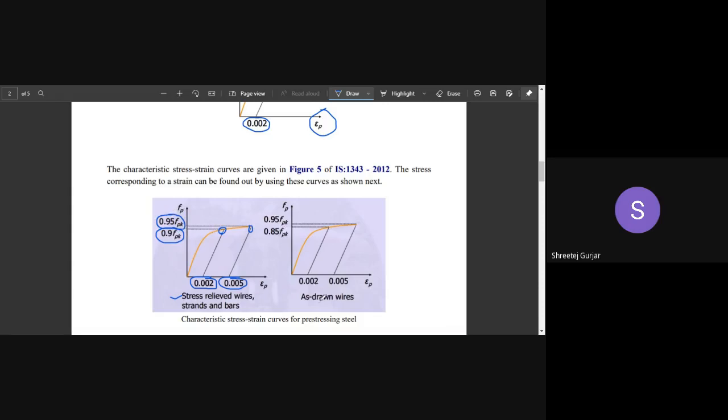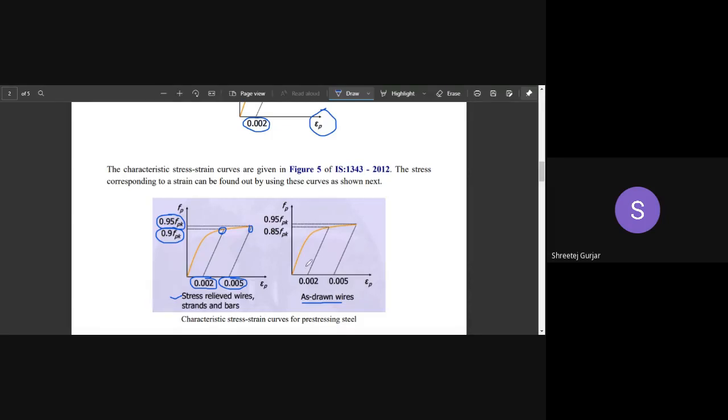And similarly, coming to as drawn wires, this graph is for as drawn wires. What do you mean by as drawn wires? It is untreated wires, right? No treatment is given to your wires. It is directly as it is drawn. Okay, so these wires are non-treated wires, no stress relieving or no indentation or no cold drawing or no hot rolling. Nothing of that treatment is given to these wires. It is as drawn wires.